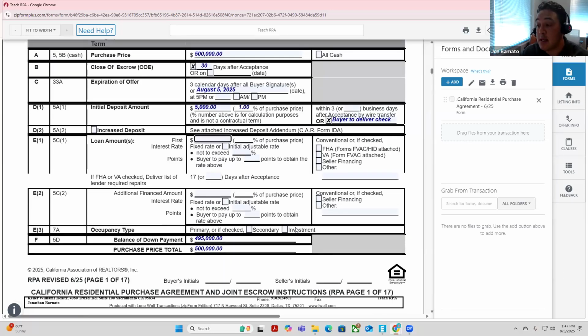Loan amount. This is the first loan. Now, here's the thing. The first loan is the loan amount. This is where math comes in a little bit hard for agents, so you have to do math. Like if you're doing an FHA loan, how much is the down payment? 3.5. Thank you, Olga. 3.5% is the down payment for an FHA loan. So if we're doing a 500,000 FHA loan, what would we put as a loan amount? Anyone know?